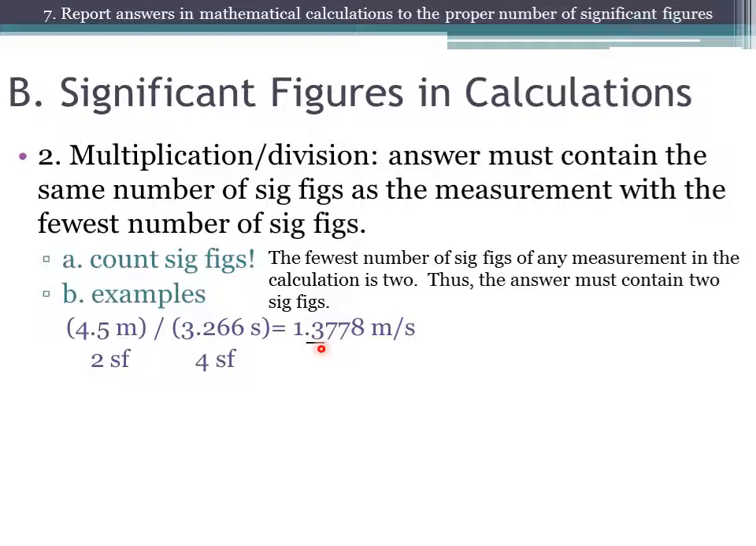So here in this case, I'm going to round to the tenths place. I look to the next digit. In this case, it's bigger than 5, so I will round up. So my answer is 1.4 meters per second.